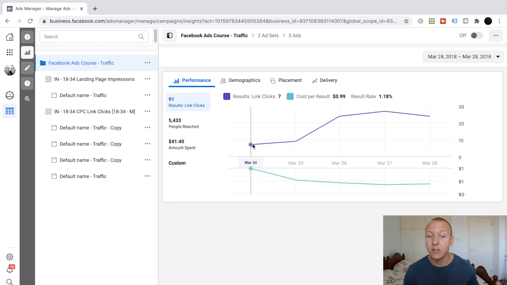Here's where things get interesting. As you move to the right, you can see that we're getting more clicks, but we're also paying less. Go further to the right the next day, we're getting even more clicks and we're paying even less. Go to the next day and we're getting even more clicks and we're paying less. So this is the reason why the 3-day rule applies, because this is the pixel learning.